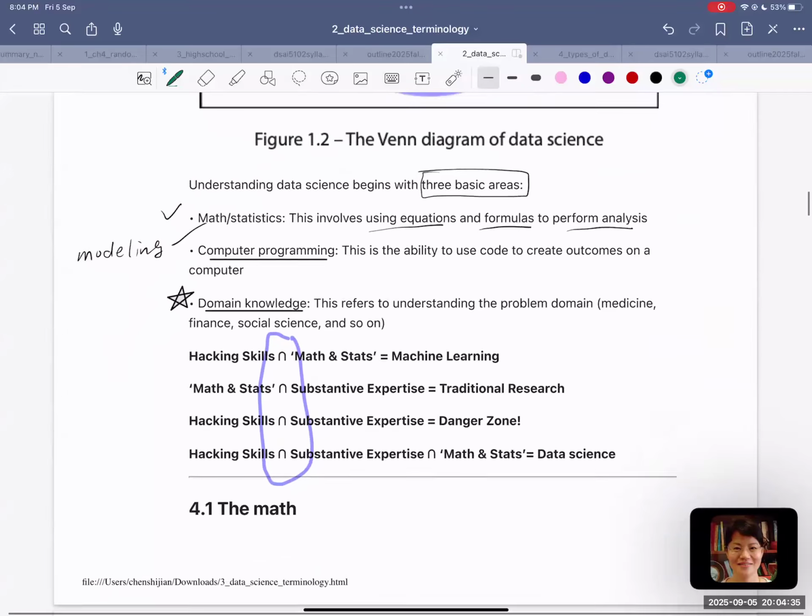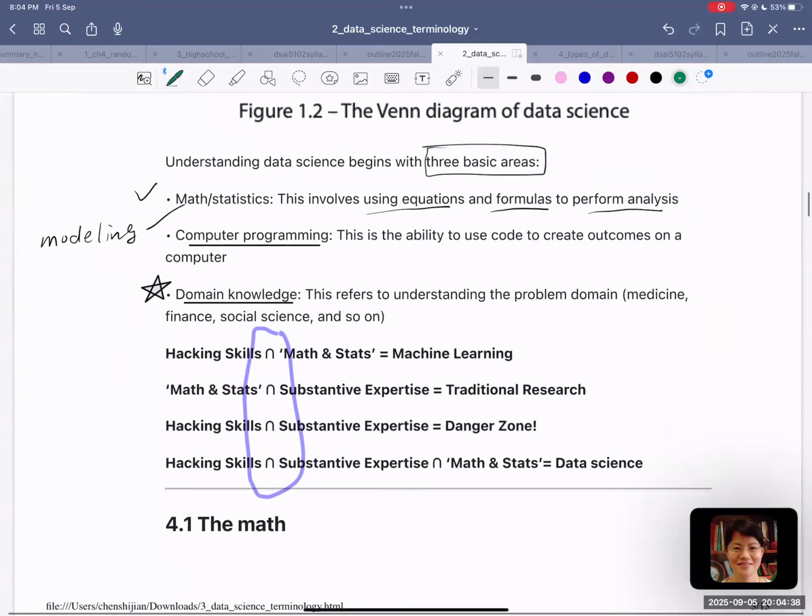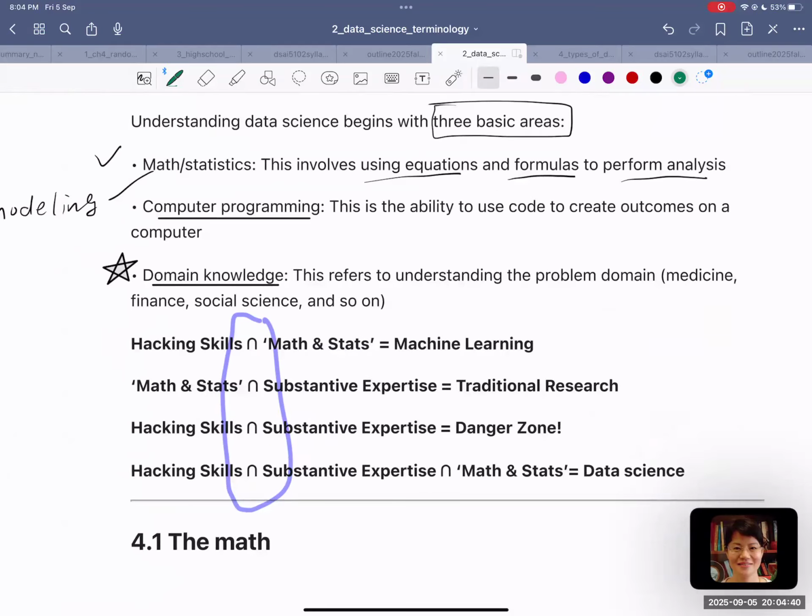So here is the one. Attention here, understanding data science begins with three basic areas. So what are the three basic areas here? Look at the three. For these three, we can say number one, math and statistics. Number two, programming. Number three, domain knowledge. So for the third one, domain knowledge, when you try to do a project, naturally you will know that domain knowledge.